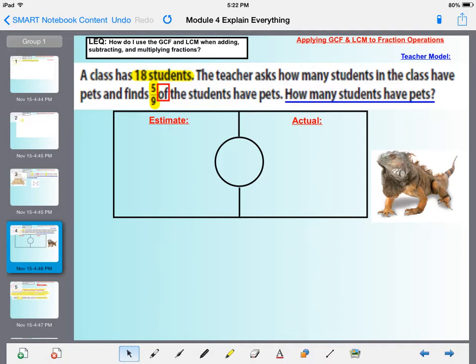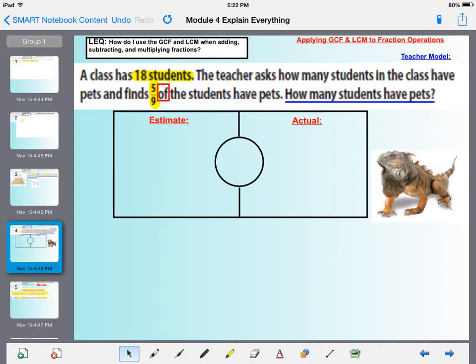Total number of students is 18. That's important information. The teacher asks how many students in the class have pets, and she finds that 5/9 of the students have pets. Now, how many students have pets? If I were completely lost on how I would find the actual answer, I could begin by estimating, and then once I have that estimate and I get my actual, I can see whether I'm on the right track.